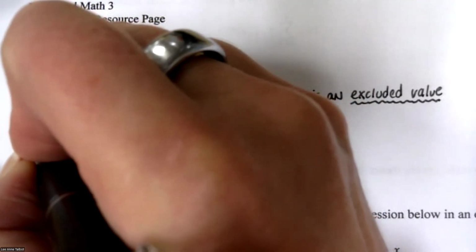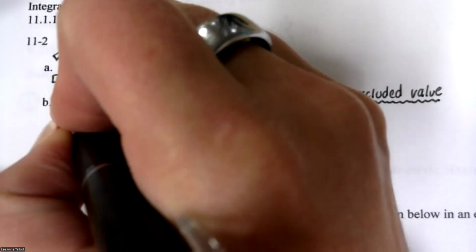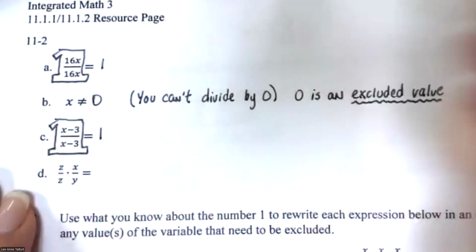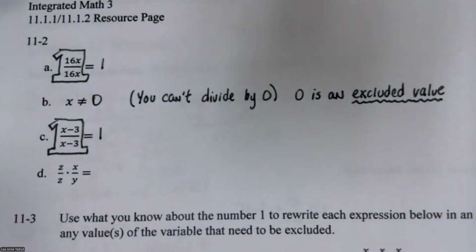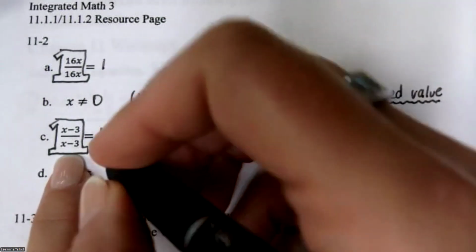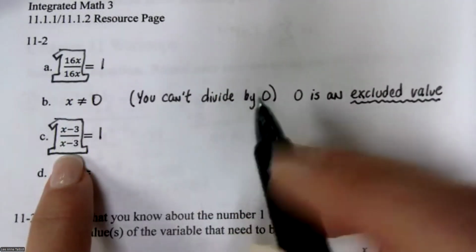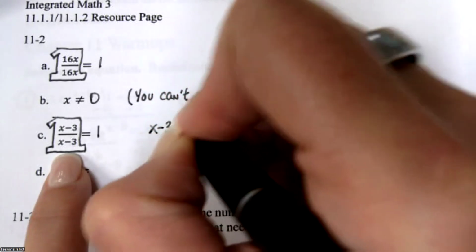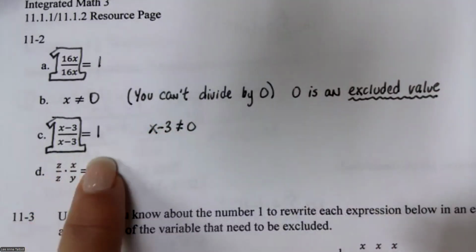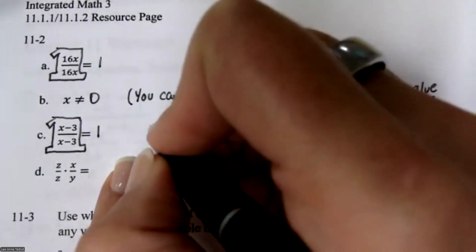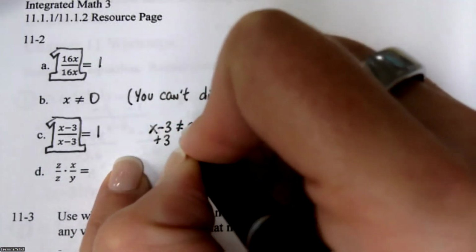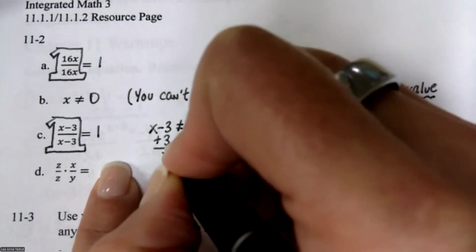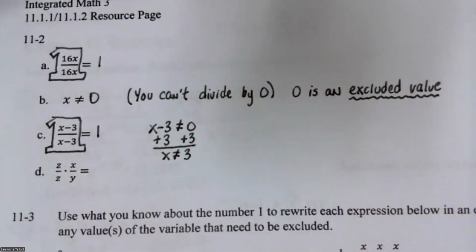So the answer to that's 1. Okay, and then what you do is you take the bottom, the denominator, so divide by means the denominator, and you say x minus 3 cannot equal 0, plus 3, plus 3, x cannot equal 3.